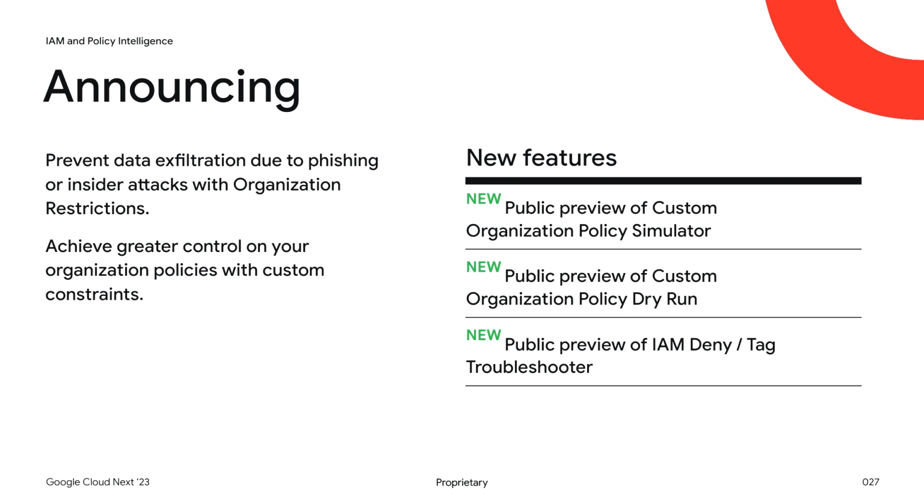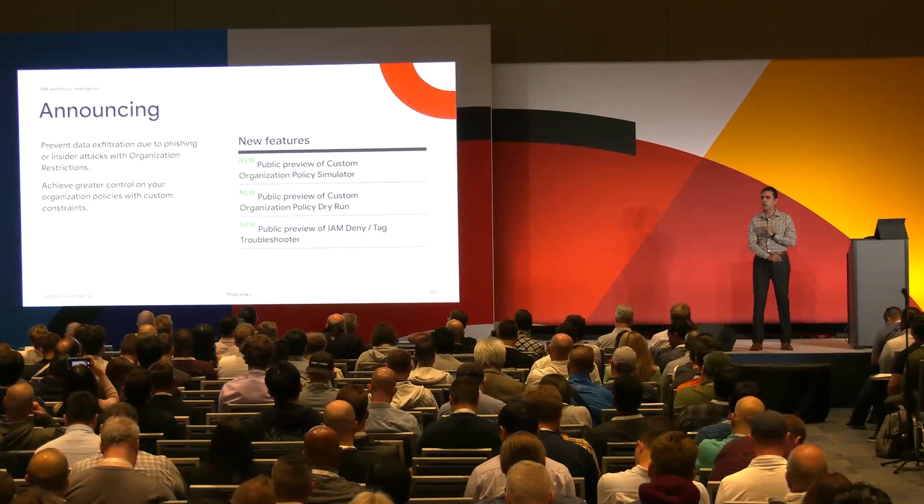So in terms of policy and policy intelligence, here are the set of announcements that are of interest. A new control, which talks about organization restrictions, helps you to ensure that you can prevent data exfiltration due to any kind of phishing or insider attacks within your organization. In a sense, what organization boundary do you want to set for your principals? And then you can now achieve greater control on your organization policies with custom constraints embedded into your organization policy, and I'll show you a demo of that. And in terms of policy intelligence, the ability to do custom policy simulator and dry run is now in public preview. And then show of hands, how many of you are already using IAM deny?